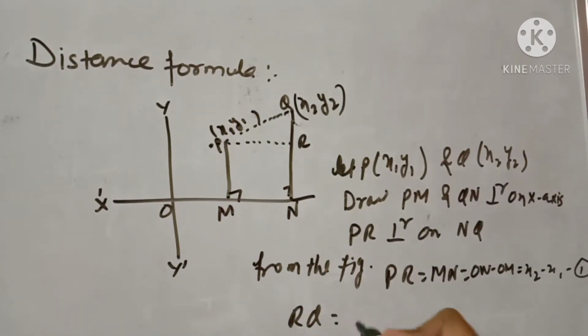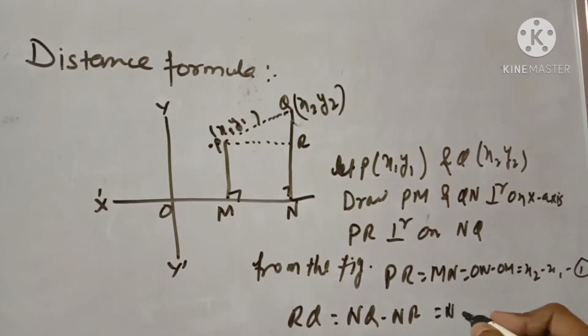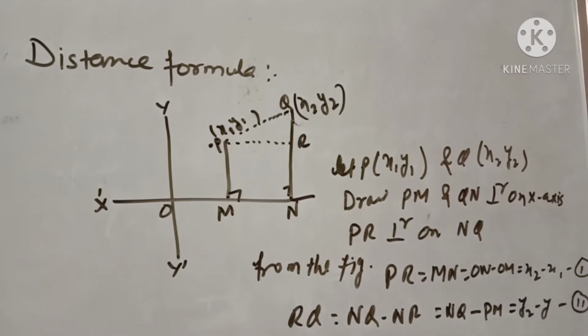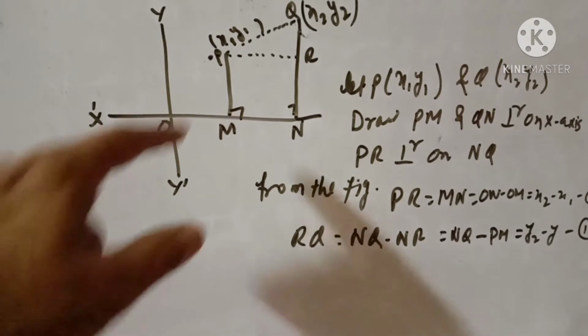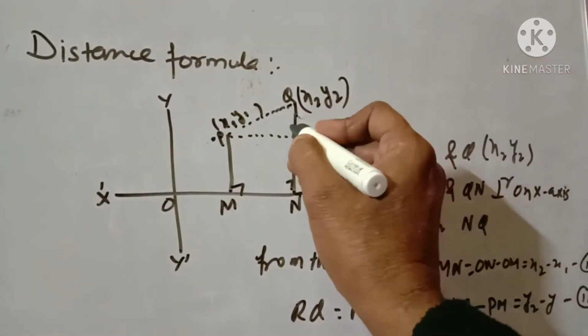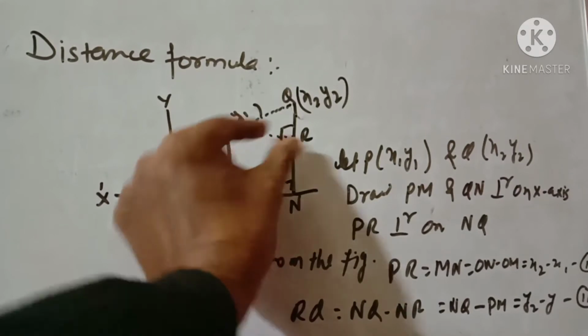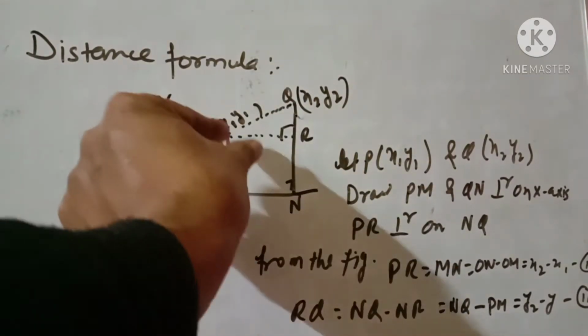Now from the figure, once again we have to compare RQ. So RQ equals NQ minus NR, and NR equals PM. So I can write NQ minus PM. Now see the coordinates. So this will be y2 minus y1. Let it be equation number 2. From the right triangle, this is also a right triangle, so I got the values of PR and RQ.